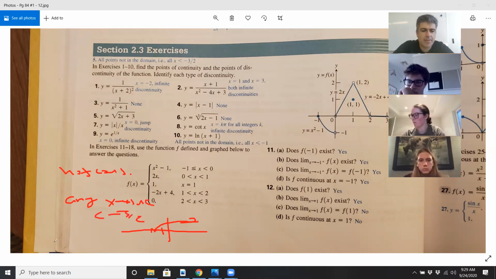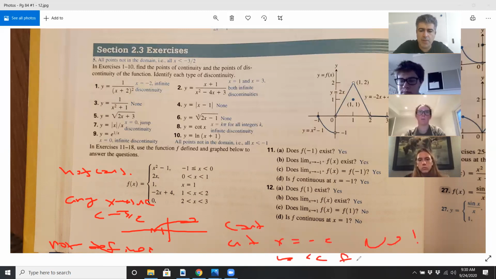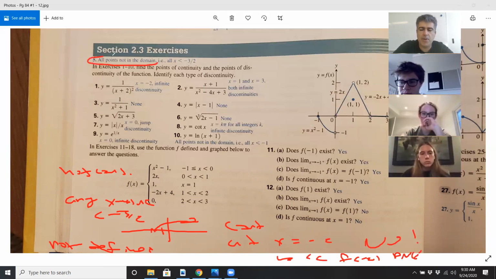Why? Because it's not defined there. Is this continuous at x equals -2? No. Why? Because f(-2) does not exist. So I think that's what we're trying to say there. Any point not in the domain is where it's not continuous, which is always true for continuity, right? If you can't find the y value, it's not continuous. So that's why I think graphical procedures are probably going to be best to approach these problems. Because you can see, yeah, it's not continuous if it's not in the domain.